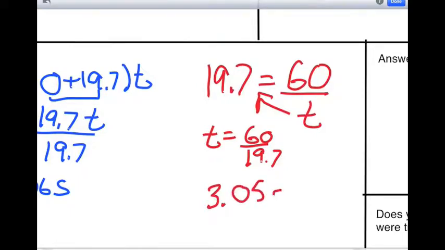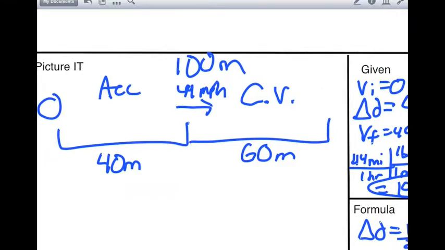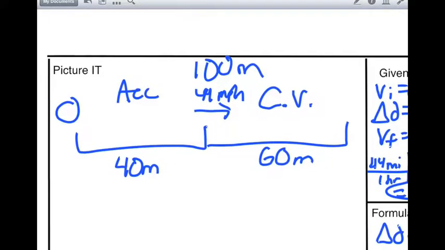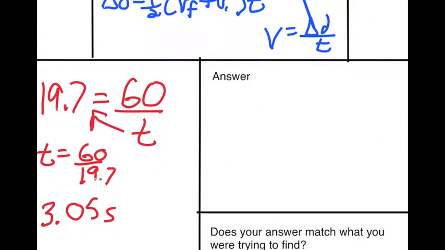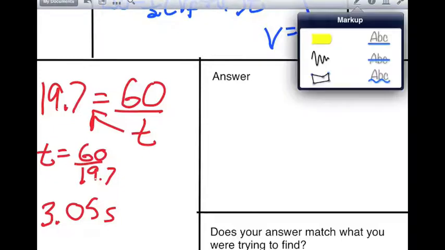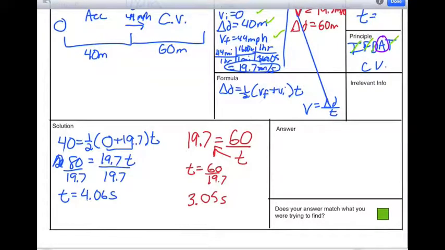3.05 seconds. Now, remember, if we're looking for the overall trip here, we need to take the two times and add them together, because he's running 100 meters, not just 40 and not just 60. So when we want our final answer, we're going to have to take those two answers and add them together. So, we have our time, which is our answer. We'll put it in green just so it's different. Time is going to equal 4.06 plus 3.05, or 7.11 seconds.